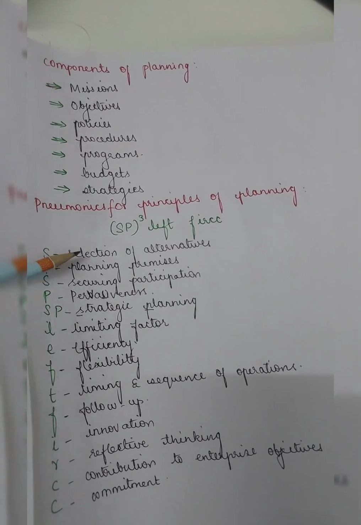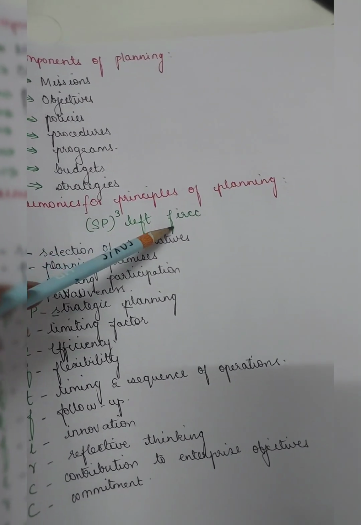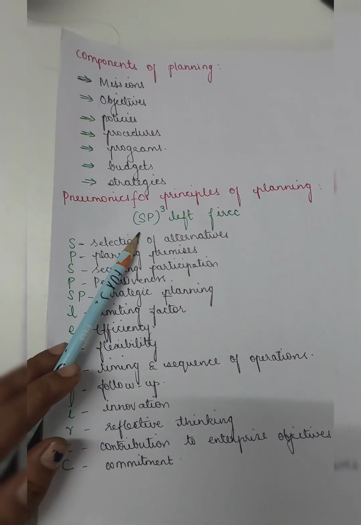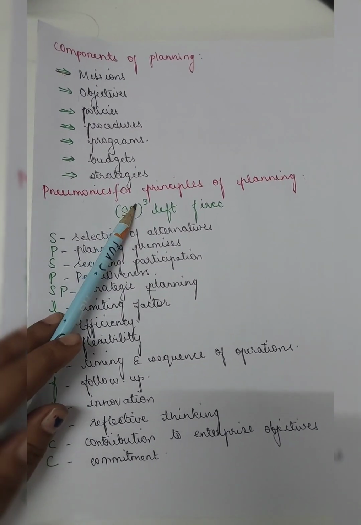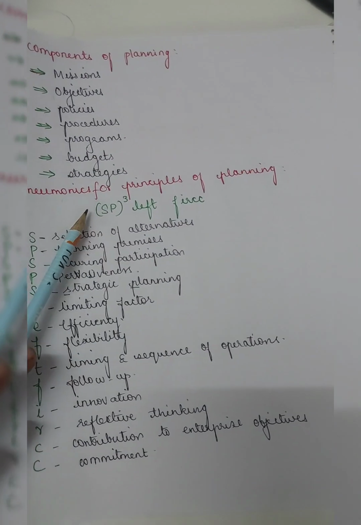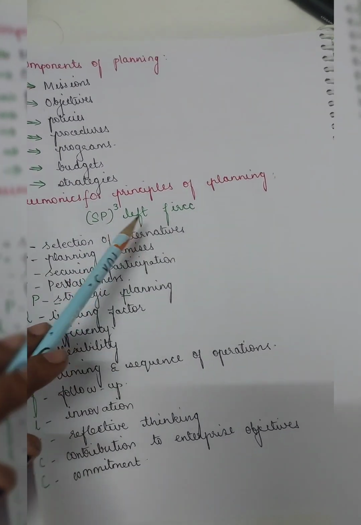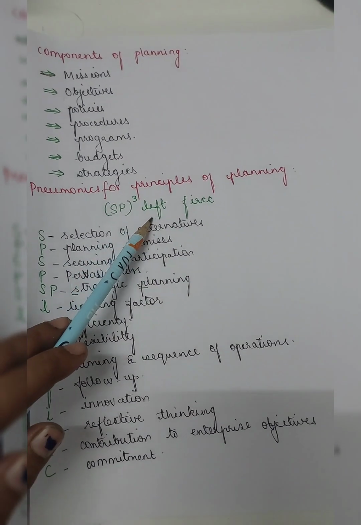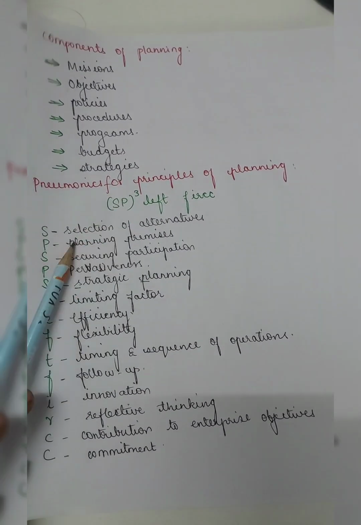The mnemonic for principles of planning is SP cube LEFT FIRCC. This is the mnemonic for principles of planning.